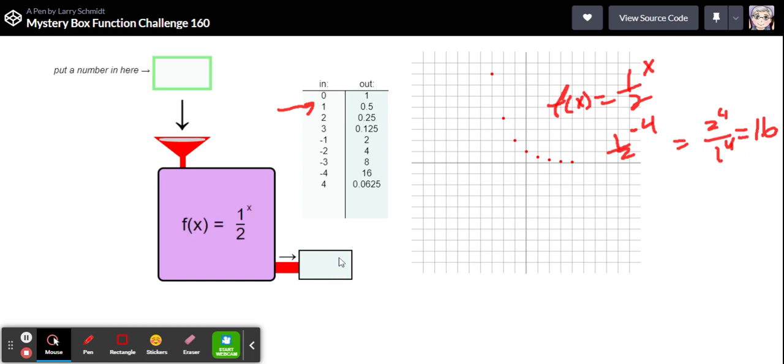I'm going to go ahead and reveal that. Yeah, there it is. So f of x equals 1/2 to the x, and we can graph that as well. And there it is, shooting up on the left because it's a fraction to an exponent, and tapering off very slowly, approaching 0 on the right.